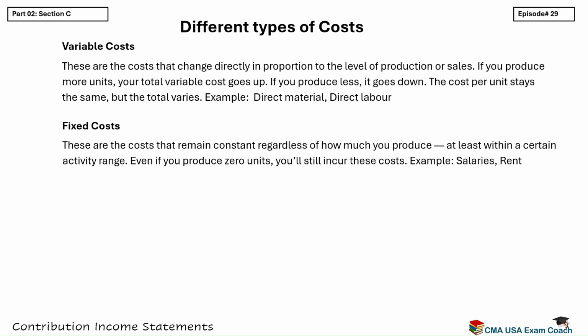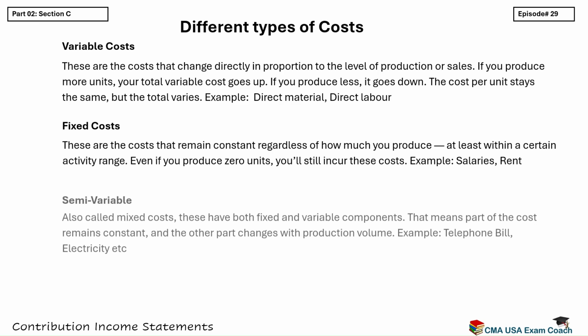Fixed selling and administration. For example, the monthly salary of office staff or marketing executives who are paid a fixed salary not based on sales. Fixed costs don't vary with output, but they're critical because they create the break-even point, the minimum sales level needed to cover all costs. Third is semi-variable costs.